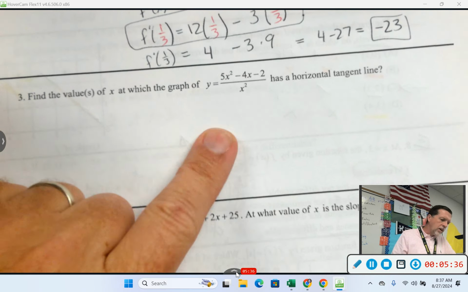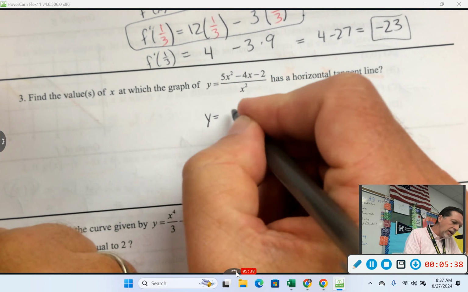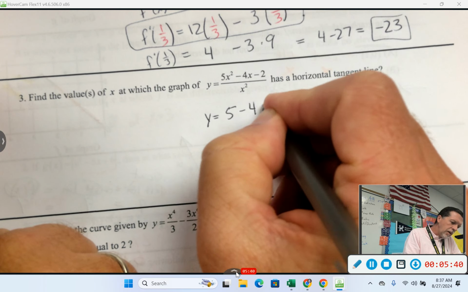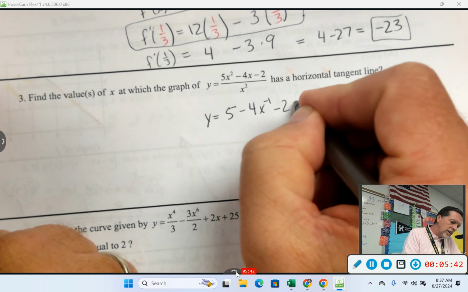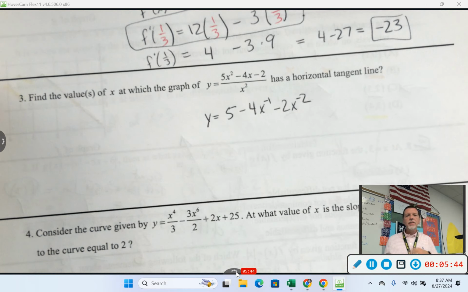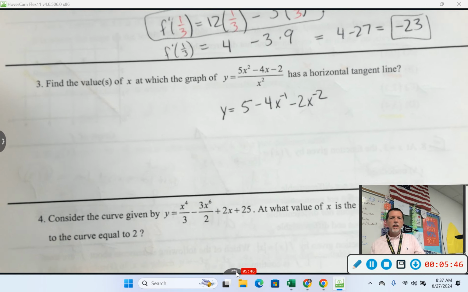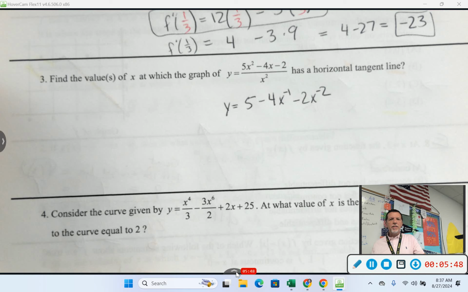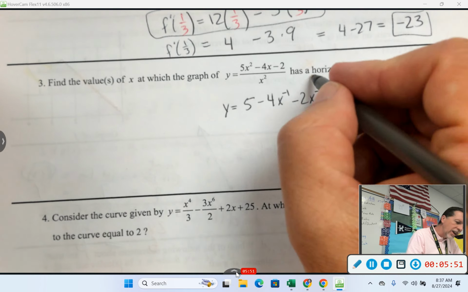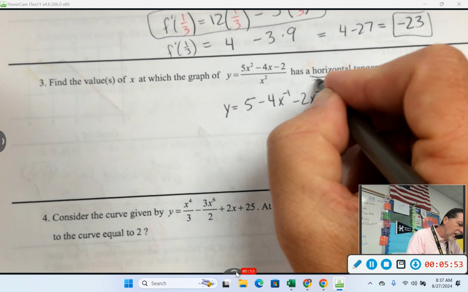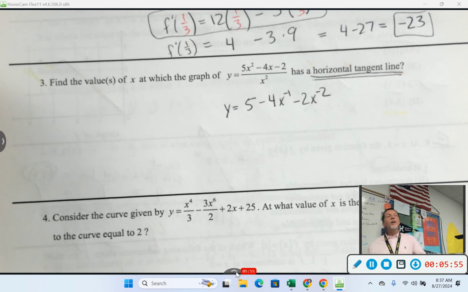Number 3. Okay, starts the same way. Let's divide by x squared. So 5 minus 4x to the negative 1 minus 2x to the negative 2. Okay, but what's a horizontal tangent line? Okay, show me with your arm what a horizontal tangent line looks like. Let's make sure we're, okay. Some people doing this. Oh, a double-armed horizontal tangent line. What's the slope of a horizontal tangent line?